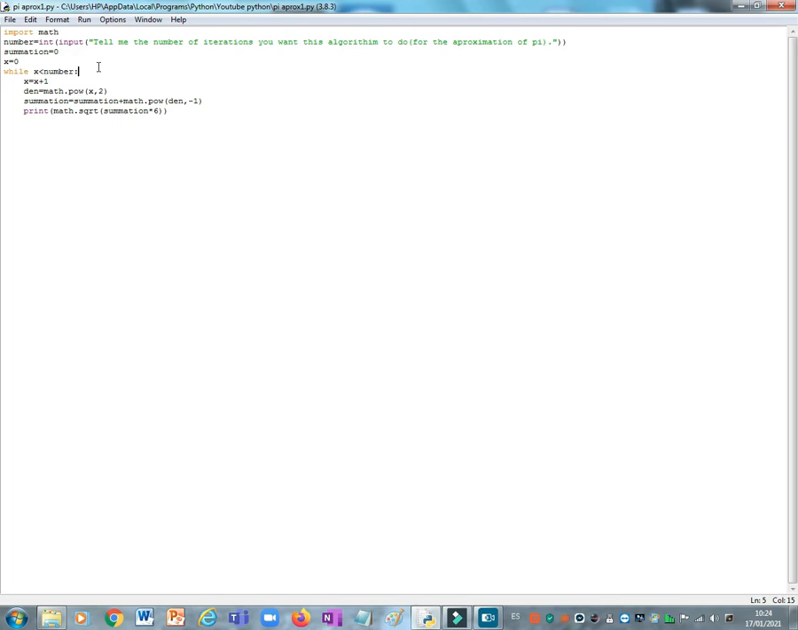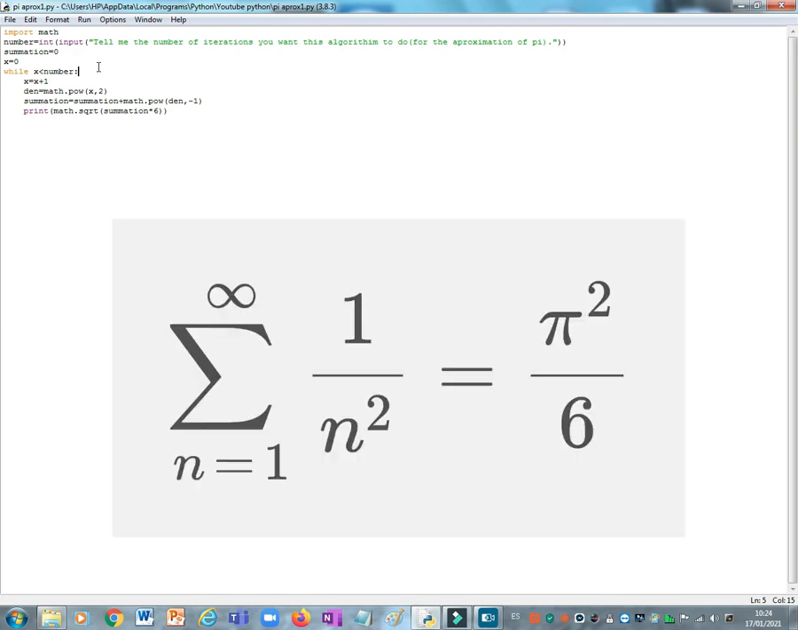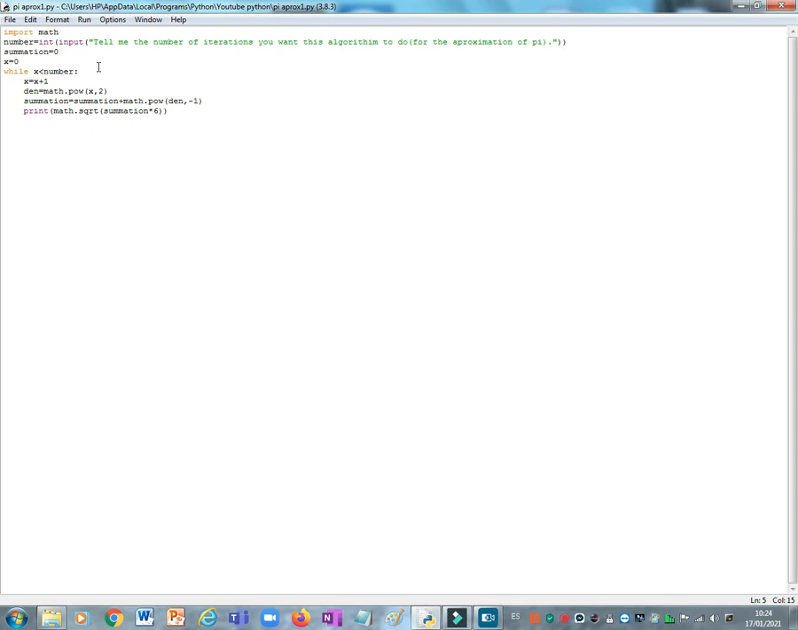based on a series, which is the sum of the reciprocals of the squares of all the natural numbers, and it approximates to pi squared over 6. It converges to pi squared over 6. So we can obtain a nice approximation of pi from that.